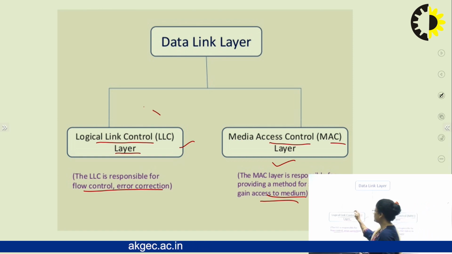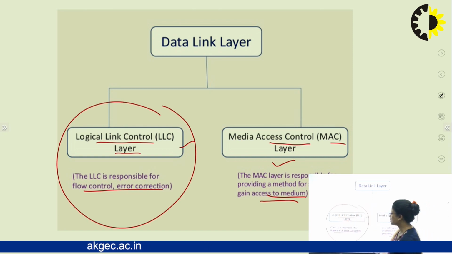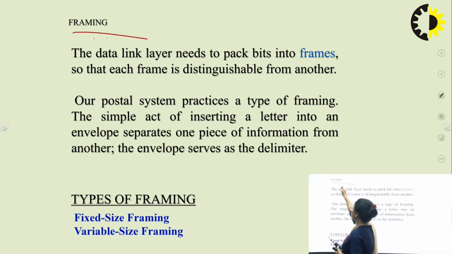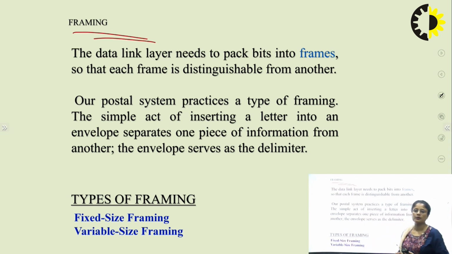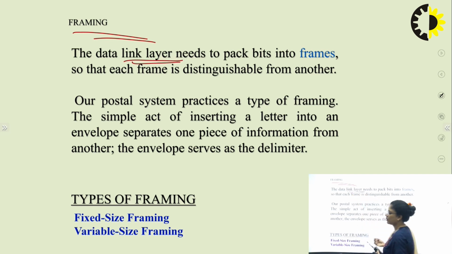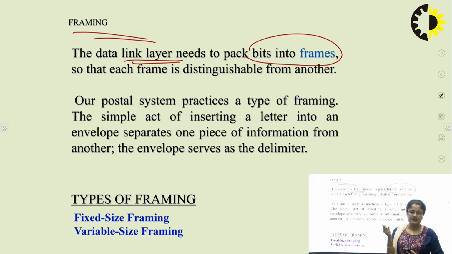In today's class, we'll be talking about the logical link control, where we'll talk about flow control and error control. To start with, let us talk about what exactly framing is. First we'll talk about frames, and then we'll come to the protocols. In the data link layer, we pack the bits into frames. That means the communicating units in the data link layer are frames.